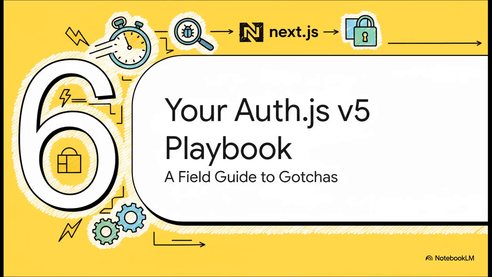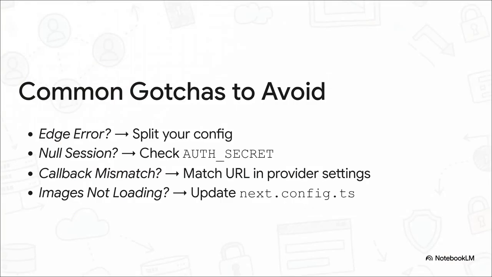Okay, so to wrap this all up, I want to give you a quick playbook. Think of it as a field guide to the most common issues you might hit, so you can fix them in like 5 seconds instead of 5 hours. Here are the big 4. If you're seeing edge runtime errors, you probably just need to split your config file. If your session is mysteriously null, I bet you forgot to set your auth secret environment variable. Getting an OAuth callback mismatch, you have to make sure the URL in your provider settings is an exact match. And finally, if user avatars aren't showing up, you just need to whitelist the image domain in your next.config.ts.